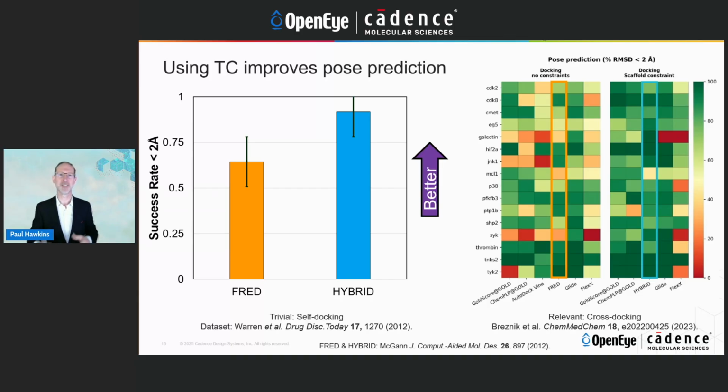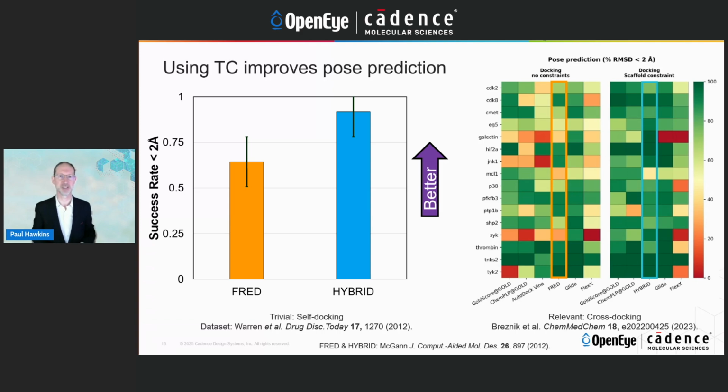On the right, the rather more relevant cross-docking problem, where recent work from Bayer on a number of different proteins, all of pharmaceutical relevance. On the left panel, outlined in gold, are results from FRED. On the right, outlined in cyan, are results from hybrid. Hybrid performs equivalent to or superior to FRED in every single case. So we get better results from this somewhat ligand-influenced approach.